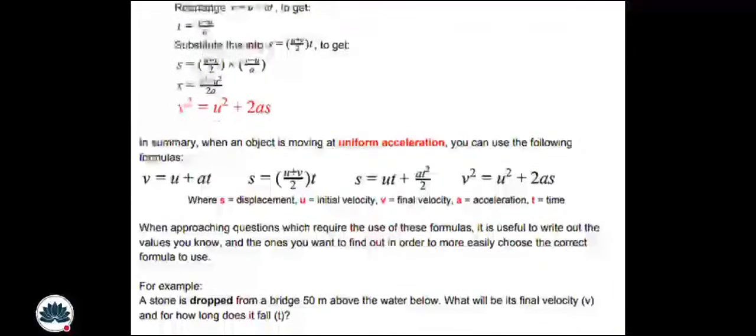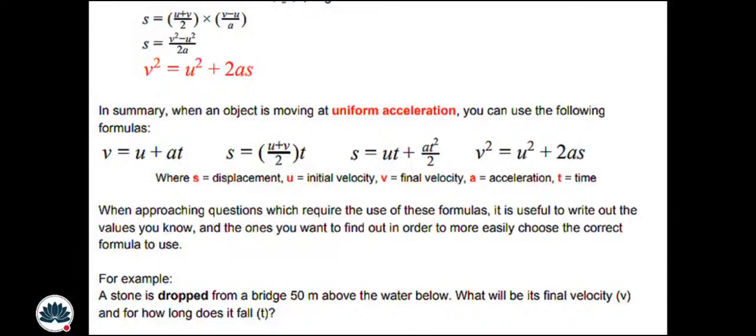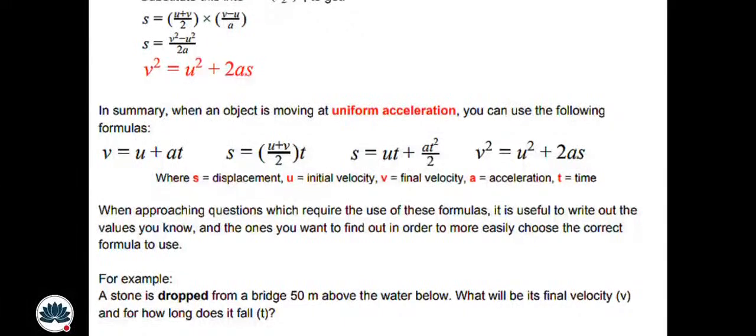Now this is the question given to you. Just read this question. A stone is dropped from a bridge 50 meters above the water below. What will be its final velocity v, and for how long does it fall? Now the time and velocity are asked from you, and what is given to you? In meters, the displacement is given to you.